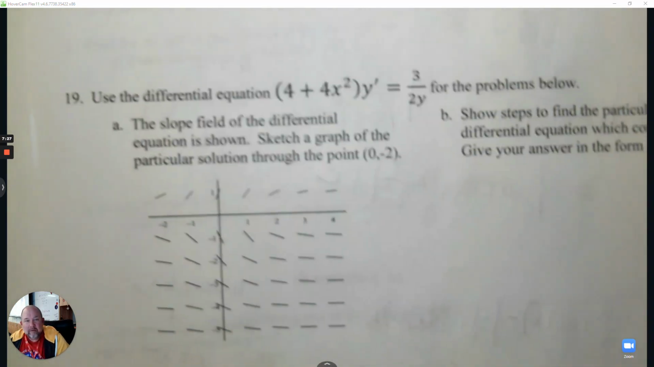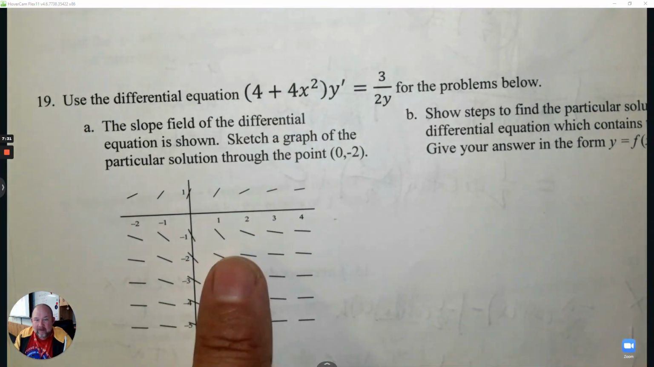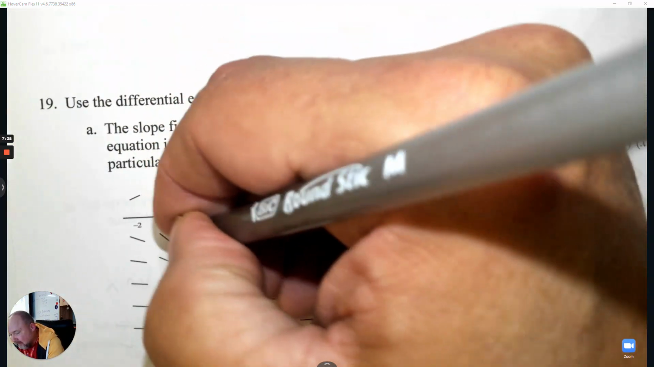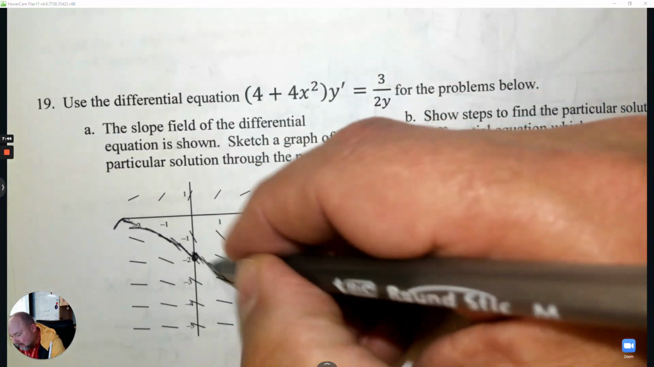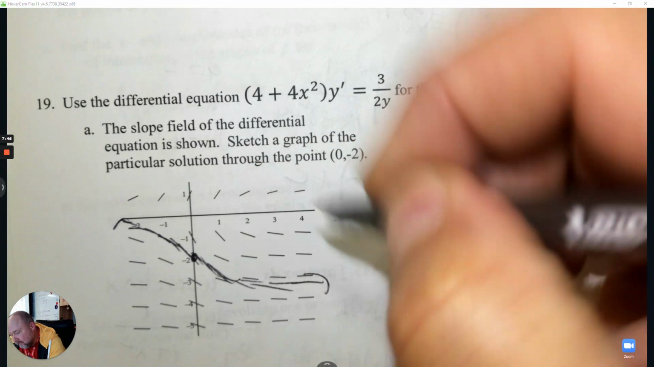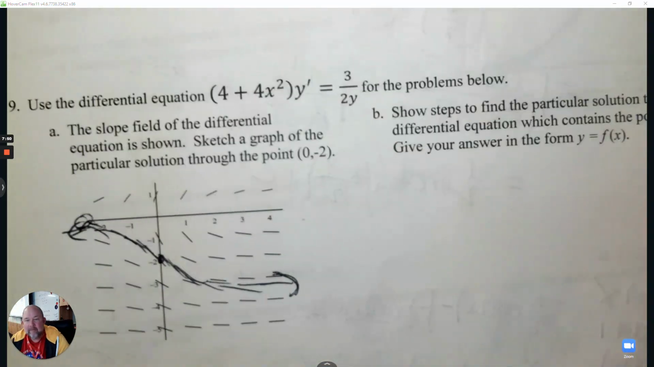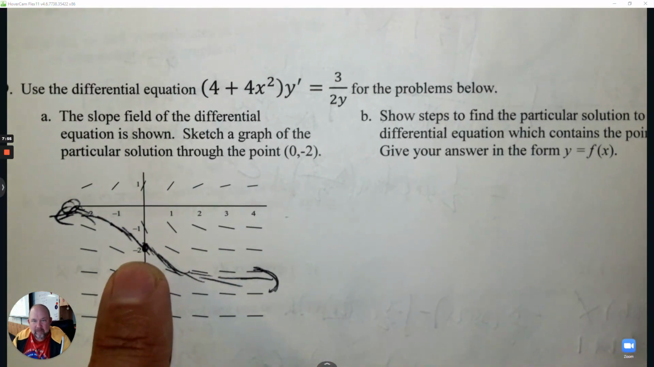All right, use the differential slope field for the problem below. So the slope field of the differential equation shown is there. Can you sketch through (0, −2)? There it is. So I can see what it's doing here, and I can see going down this way what's happening this way. It might be here, or it might be like that, like an asymptote. But I can see the sketch of the graph one way and the other way through (0, −2).